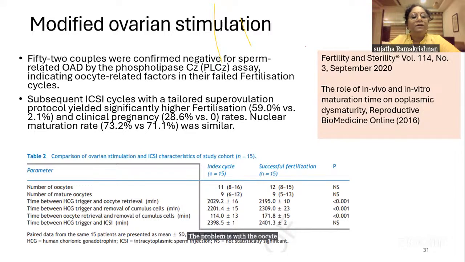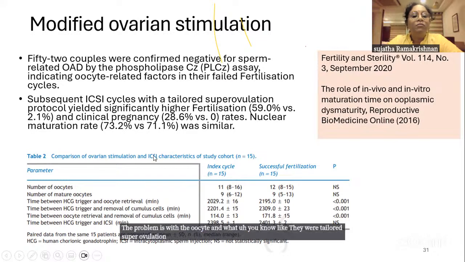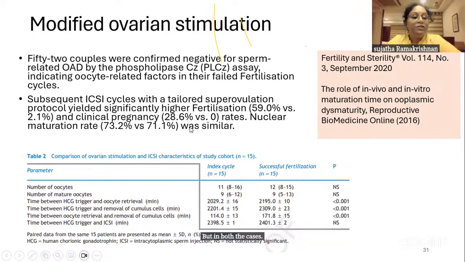They tailored the superovulation protocol, and they found significantly higher fertilization, 59% versus 2.1%. In these cases, there was a clinical pregnancy rate of 28.6% versus 0%. But in both cases, the maturation rate was found to be similar, meaning metaphase 2 oocytes were found. But by altering that, they were able to improve the fertilization rates.